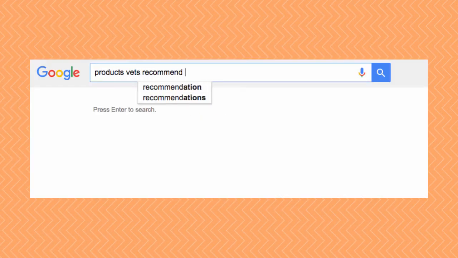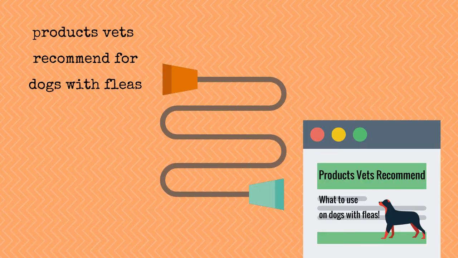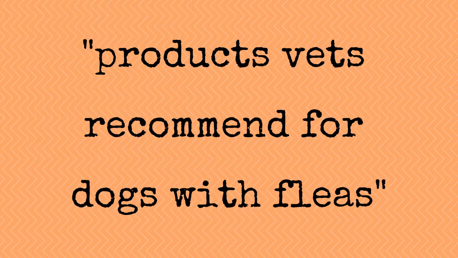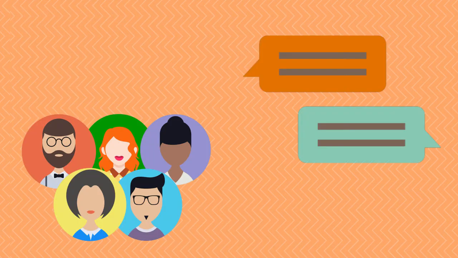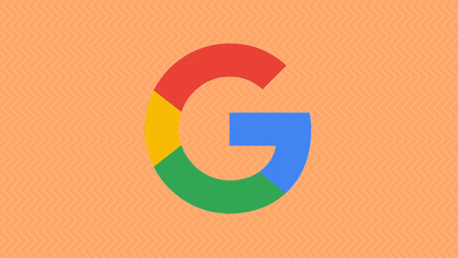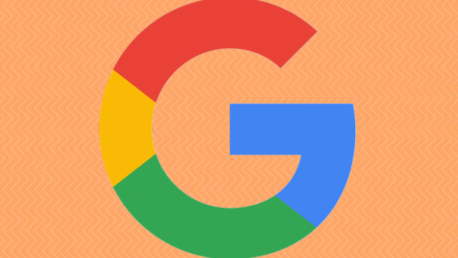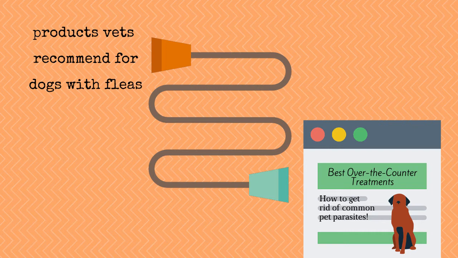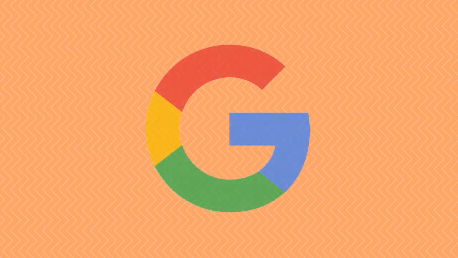For example, if you search products vets recommend for dogs with fleas, Google is not just searching for websites that contain these exact words in that exact order, but also related words, ideas, and meanings based on what computer engineers know about the English language and the way people speak. Based on this search, Google would be able to pull up a website titled Best Over-the-Counter Treatments for Common Pet Parasites, even though both the words and the phrasings are different. This is what makes Google such a useful search engine for finding information on the web.